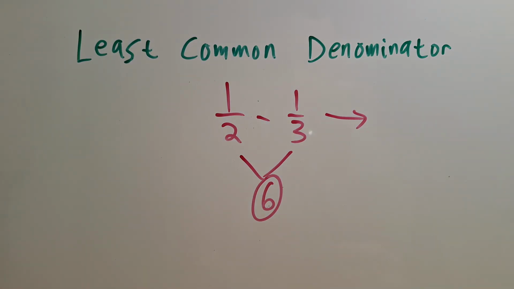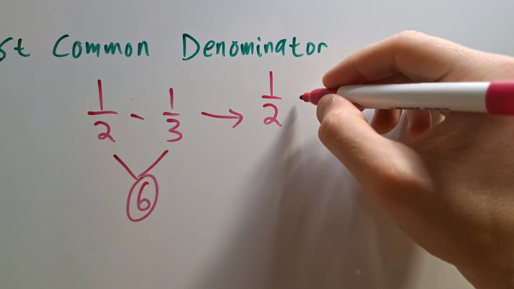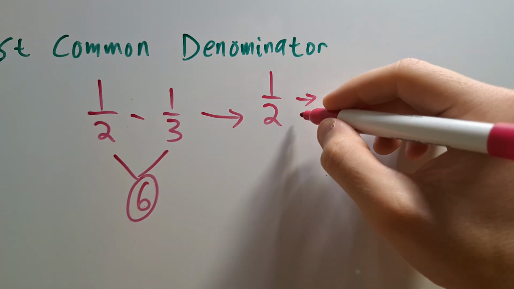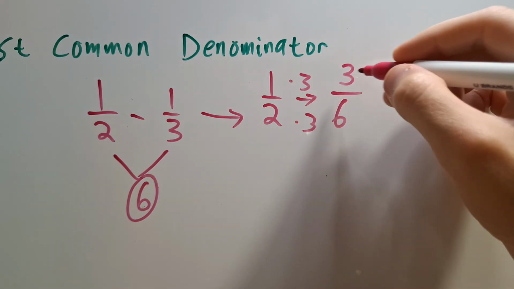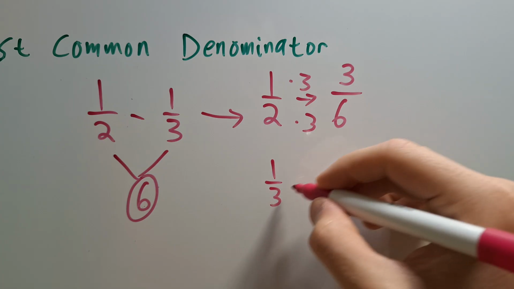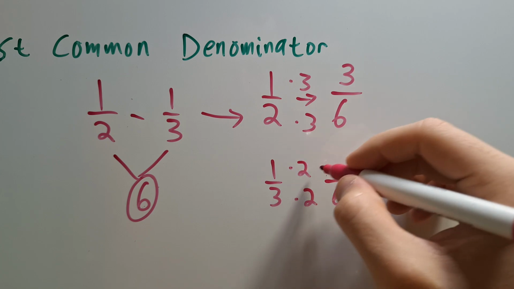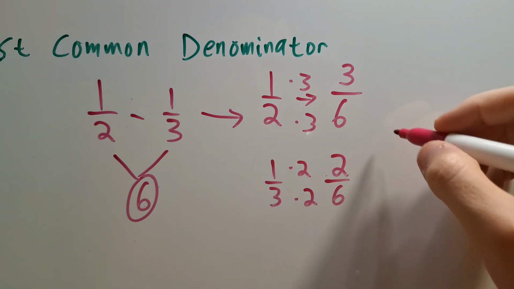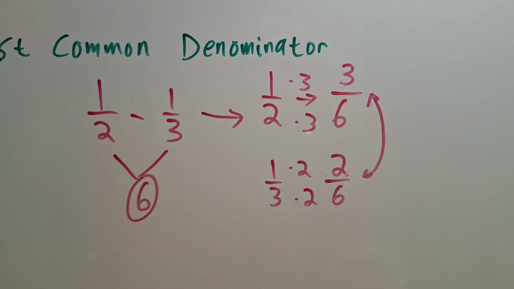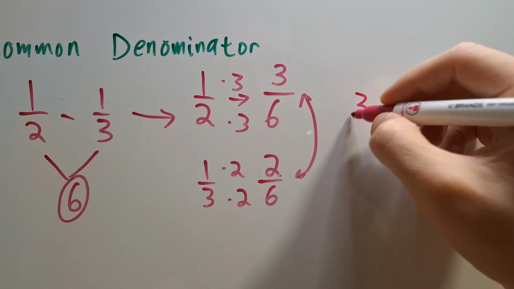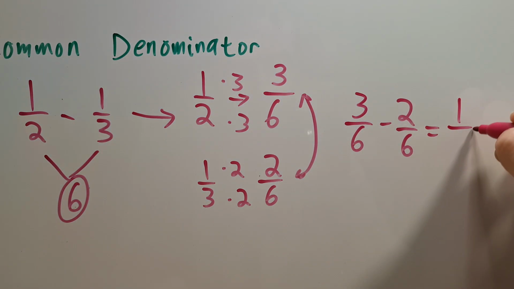So let's come over here. I'm going to rewrite 1/2 with a denominator of 6, which I do simply by multiplying the top and bottom by 3. And likewise, if I'm going to change 1/3 to have a denominator of 6, I'm going to multiply by 2 to the top and the bottom. Now, taking these two fractions and subtracting them, my solution will be 1/6.